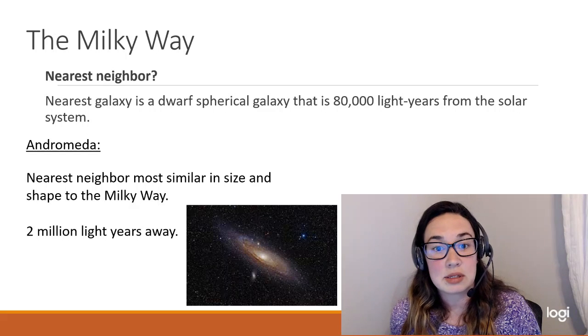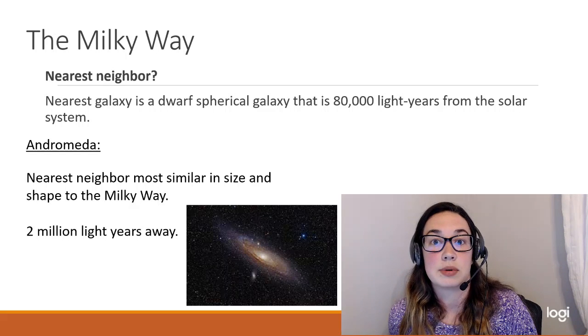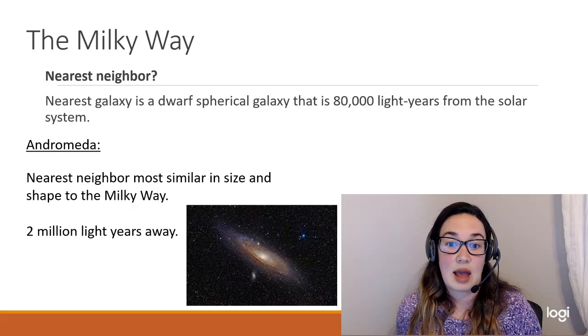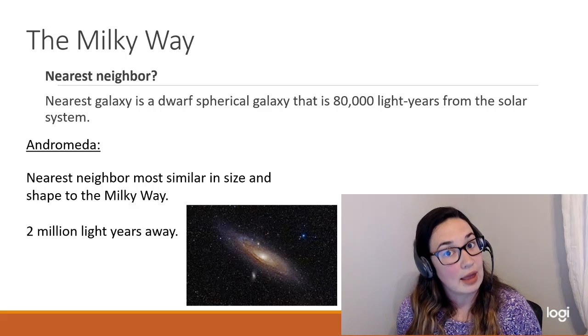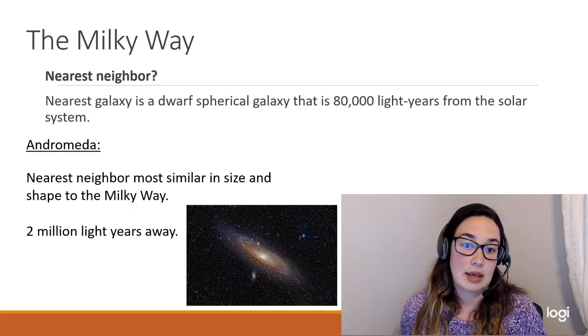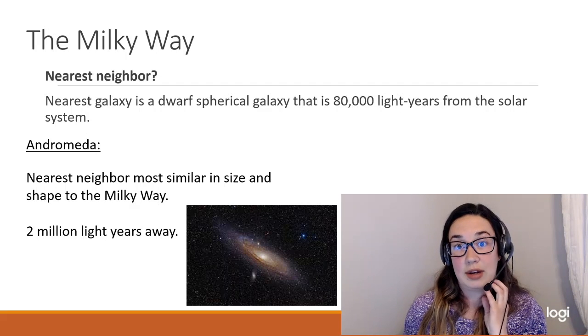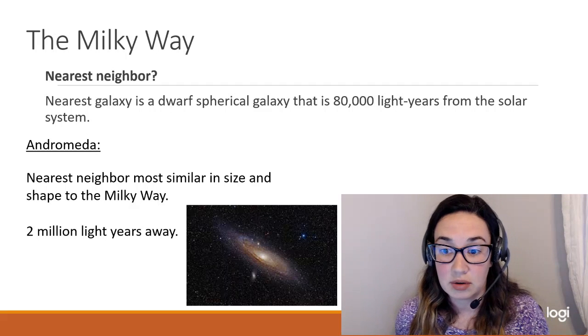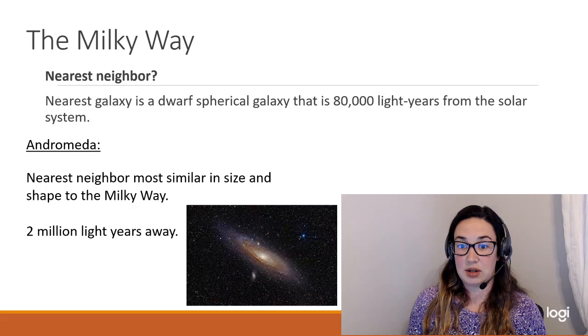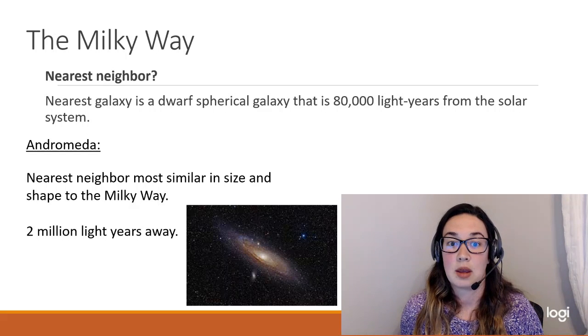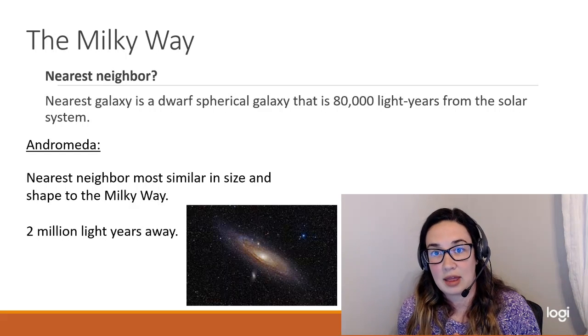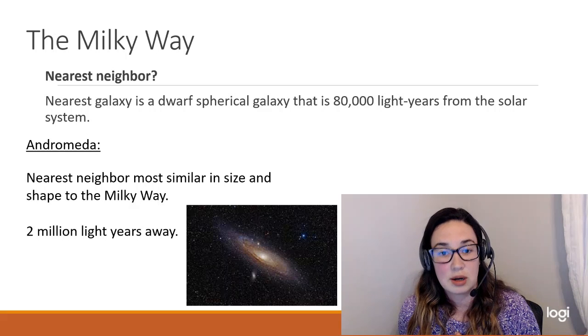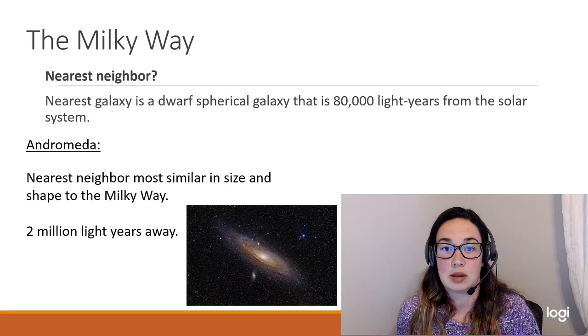But the nearest galaxy that is the most similar in size and shape to our galaxy, the Milky Way, is what we have called or named Andromeda. So if you've heard of Andromeda, that is the nearest, most similar galaxy. So our galaxy is not a dwarf galaxy. Ours is larger, and so Andromeda is the most similar.